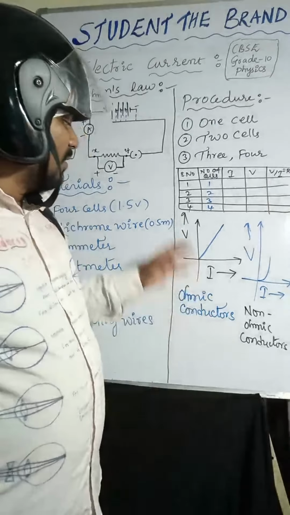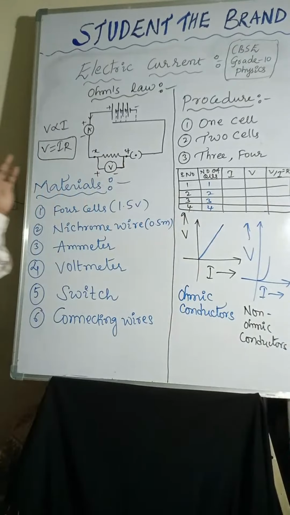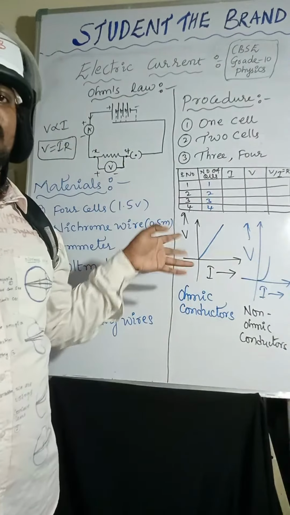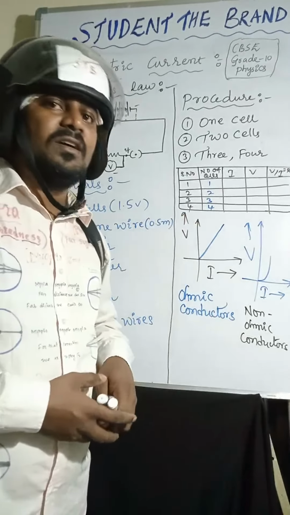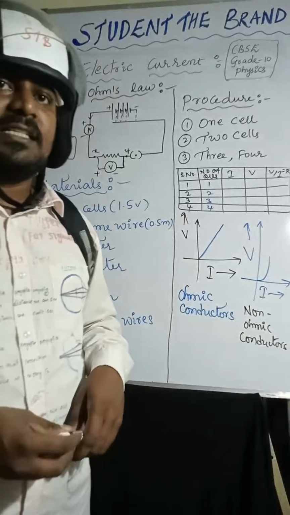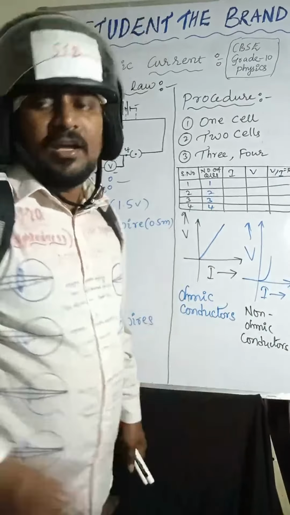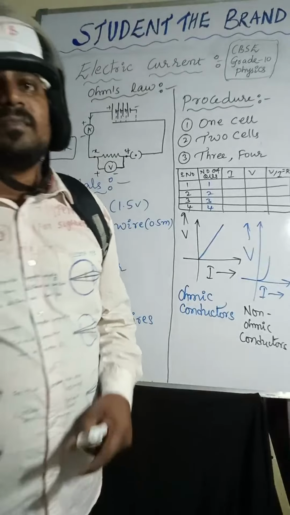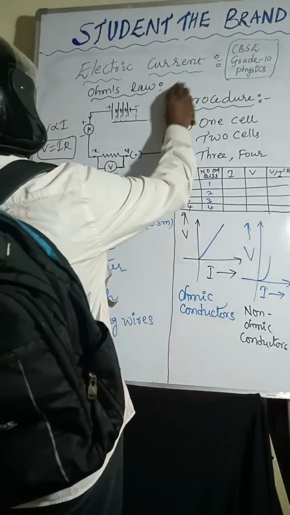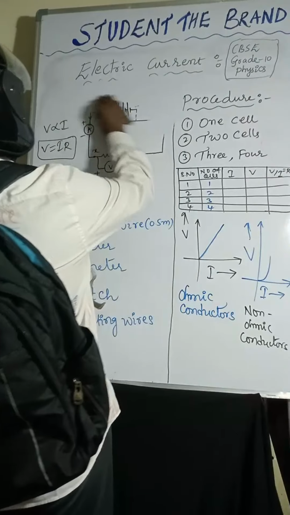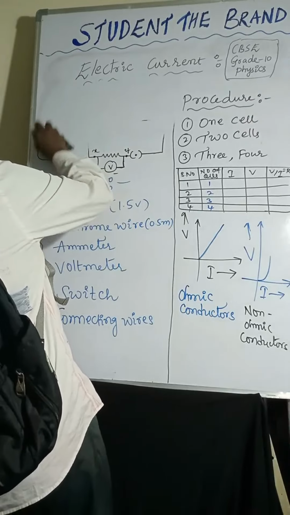Okay, so this is about Ohm's law. I hope it is very clear. Ohm's law gives the definition of resistance. Resistance depends on the length of the conductor and on the area of cross section. Now we will discuss resistance and resistivity.